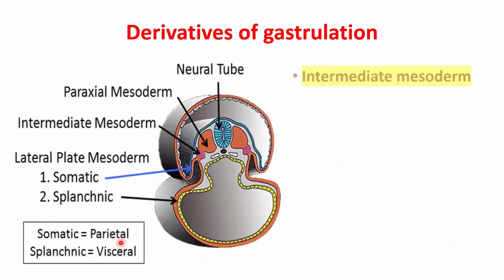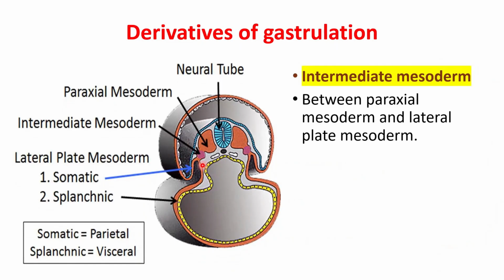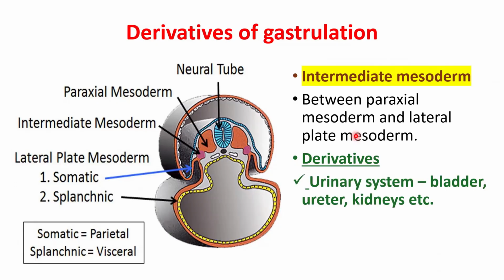Now we go to the intermediate mesoderm. So in between here, we'll have the intermediate mesoderm between paraxial mesoderm and the lateral plate mesoderm. It's called intermediate mesoderm because it's in between the two. So what are the derivatives? You'll have two systems coming from it. You'll have the urinary system. Talk about urinary system, talk about the bladder, the ureter, the kidneys will be coming from the intermediate mesoderm.